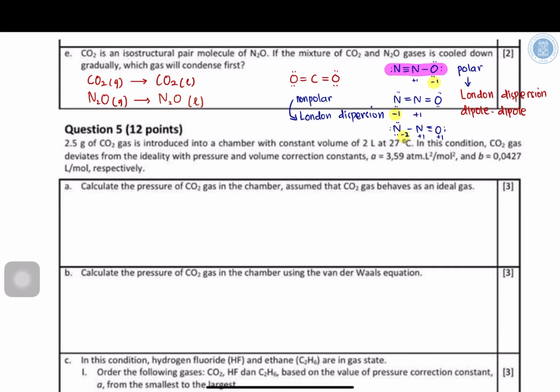So when we condense the N2O gas, the tendency of this gas to form liquid, meaning it forms a bond between one N2O and other N2O molecules, is more favorable because it forms a stronger intermolecular interaction. So in that case, the one which will condense first should be N2O.